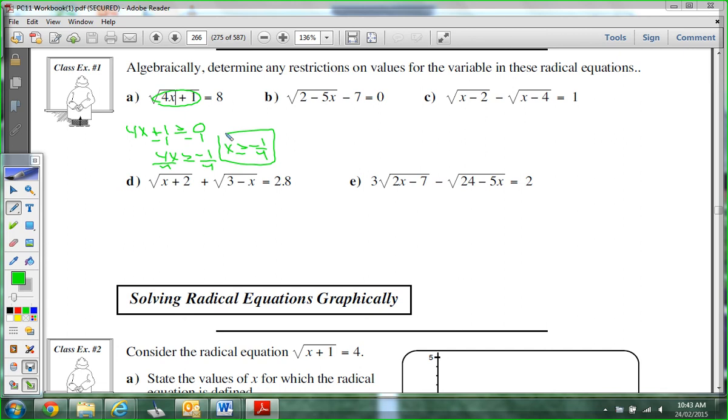Nope, because we did not divide by a negative. Okay, I know there's a negative here, but if this was a negative, then yes. Good question. Okay, second one, 2 minus 5x. We don't care about the negative 7 because it's not in the radicand. So here we go, minus 2, minus 2. And this one, we would have to flip because we're dividing by a negative 5. So x is less than or equal to 2/5. That will be our restrictions for that one.